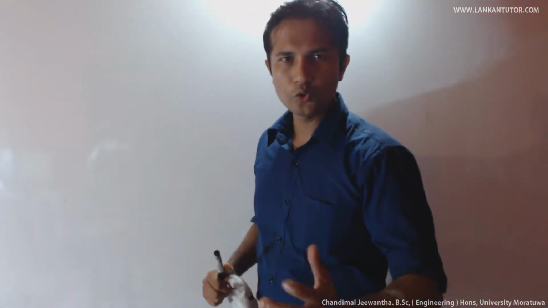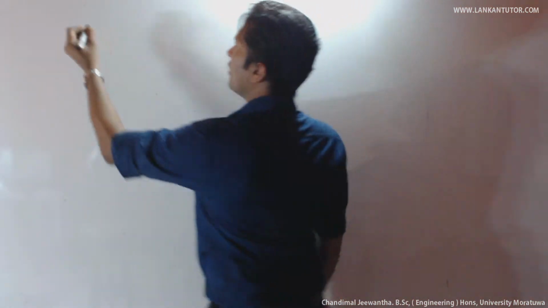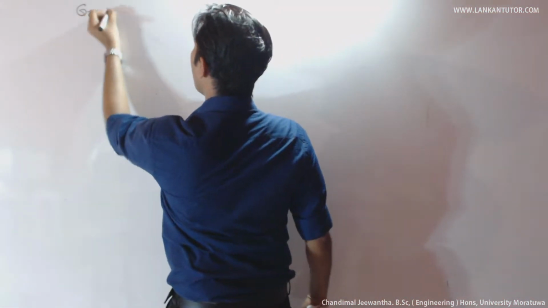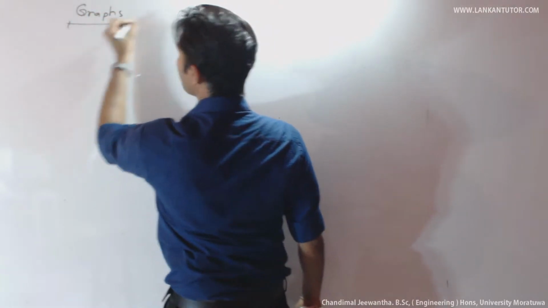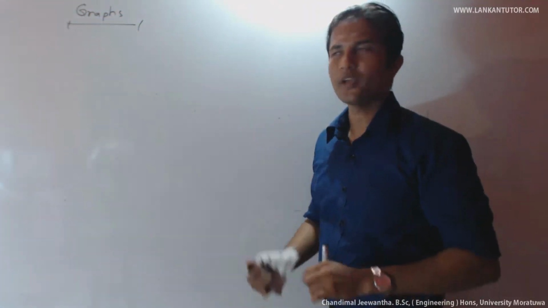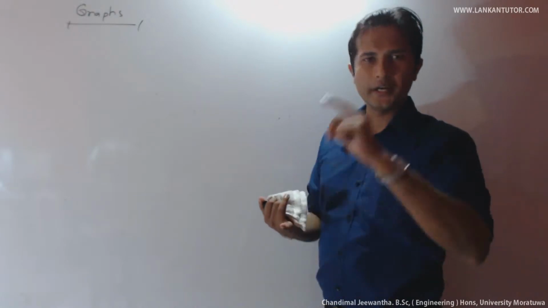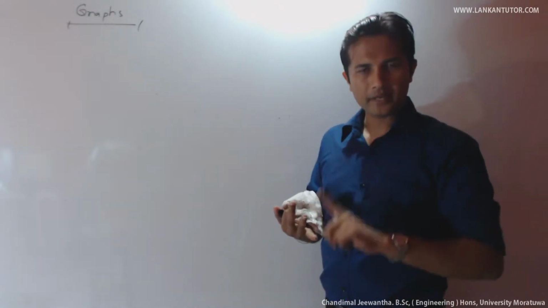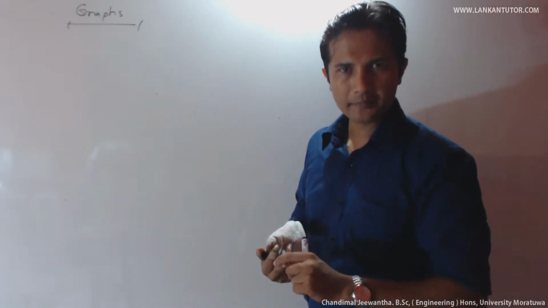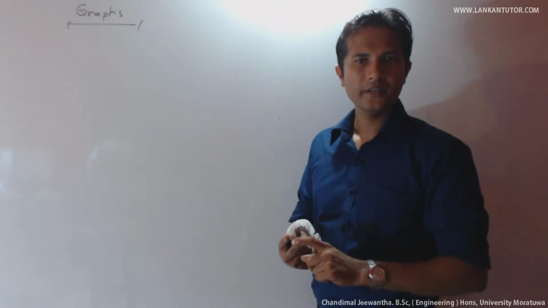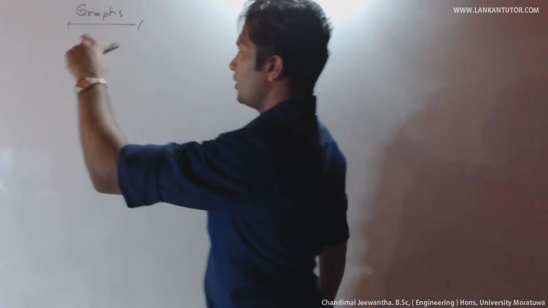Now we have to go through graphs. What is graphs? Under graphs, we have to go through dependent variable, independent variable, intercept, gradient. Those are the main things.